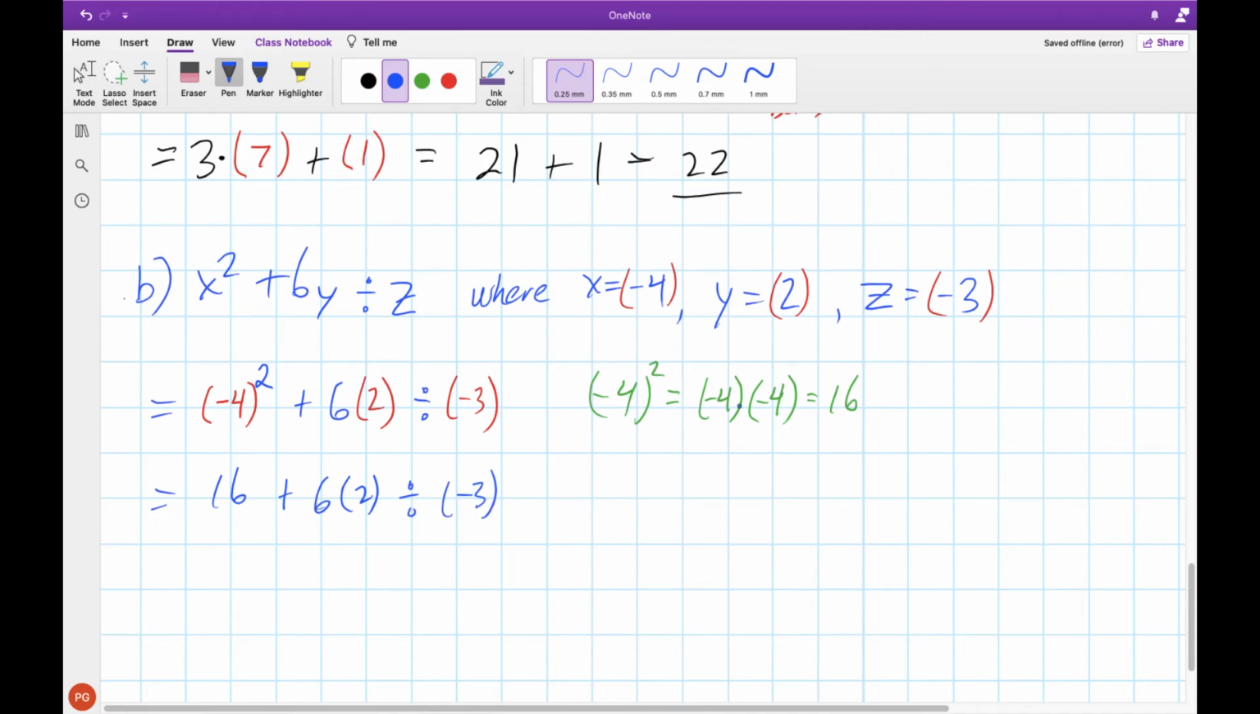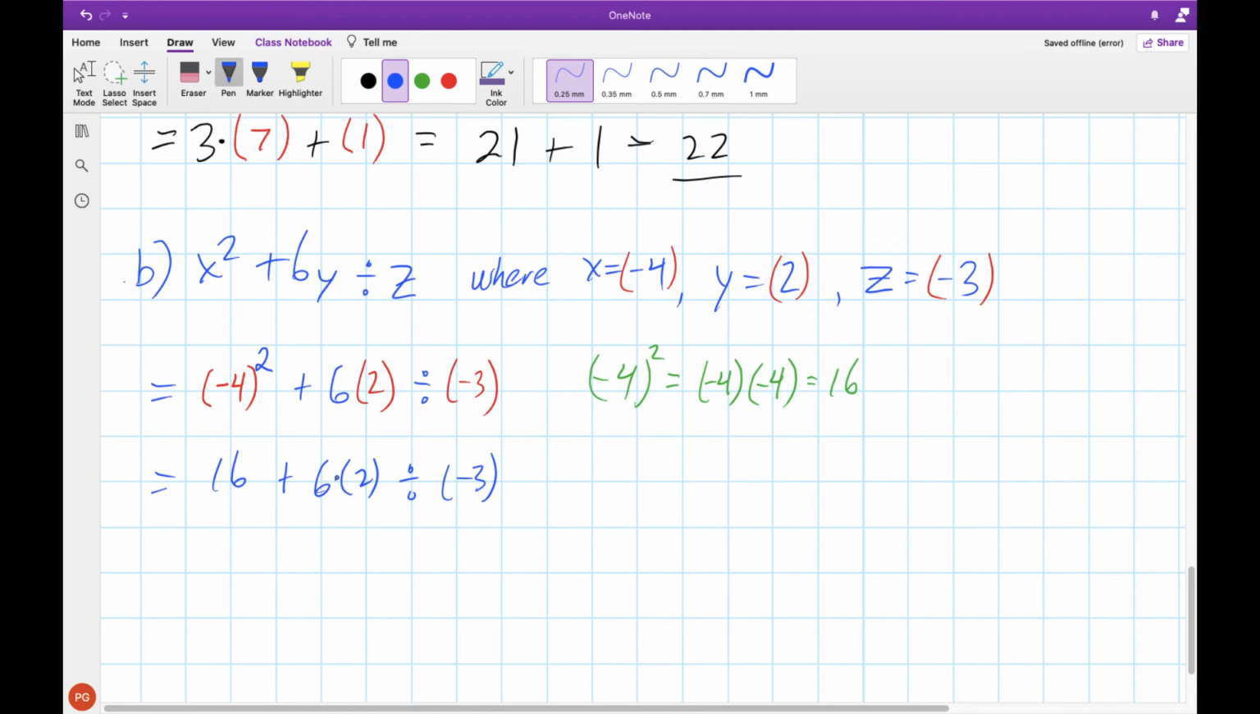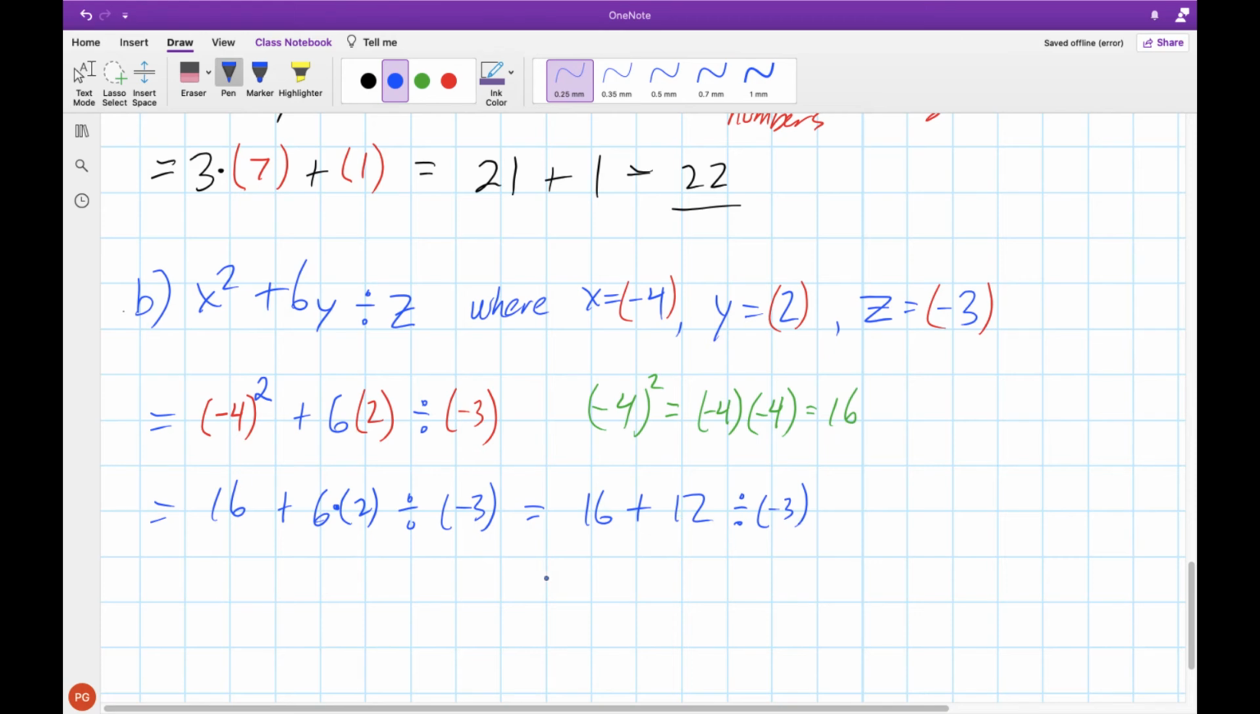There's exponents done. The next thing we would do is dividing and multiplying, and we start from the left. Remember, there's a multiplying sign when we have a number in front of a bracket. So this would be the same as 16 plus 6 times 2, which is 12, divided by negative 3. Now you might be tempted, oh, I can add these two things together. Isn't that great? But remember, for BEDMAS, we would do division next. So we would do 12 divided by negative 3. 12 divided by 3 is 4, but a positive divided by a negative gives us a negative. 16 minus 4 gives us our final answer of 12.